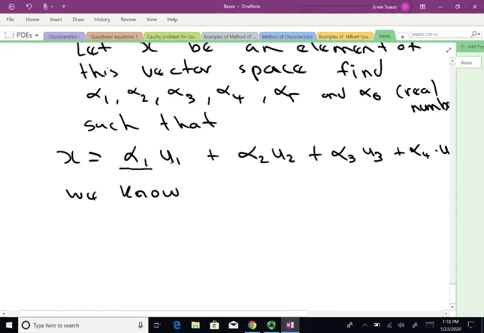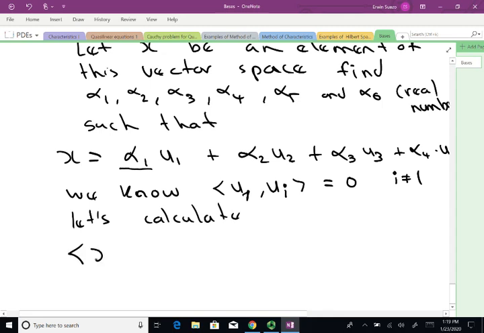Let's say we want to find alpha 1. So we know that the inner product of u1 with u2 is 0 because they are orthogonal. The same thing is true for u3, for u4, and so on. So let's say ui, if i is different from 1. So let's calculate the inner product of x with u1.